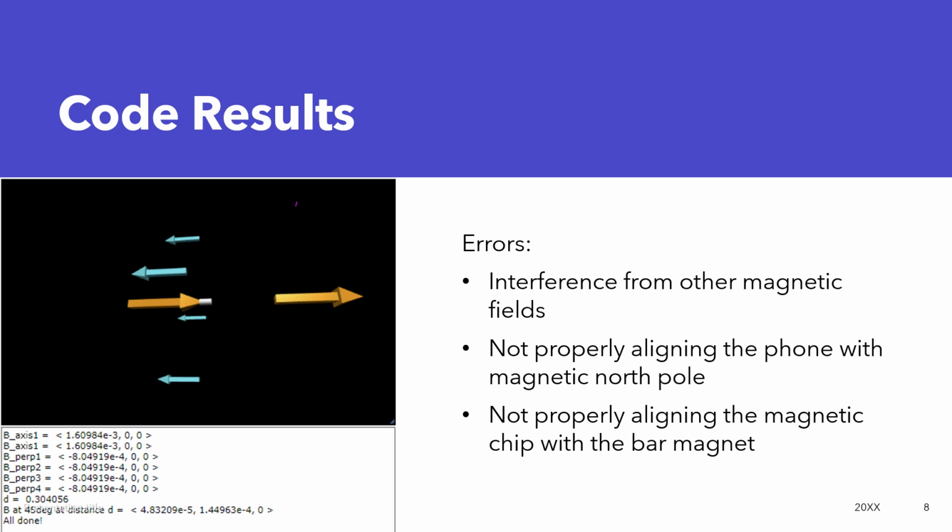Now, some errors were the interference from other magnetic fields, which I believe probably impacted my final results greatly. There probably were some other magnetic fields in the lights. Another one was probably not aligning the phone with the magnetic north pole, and also not properly aligning the magnetic chip with the bar magnet. I struggled with trying to do this, and I feel I probably got it slightly wrong. That probably is what caused my results to be very inaccurate in this instance.